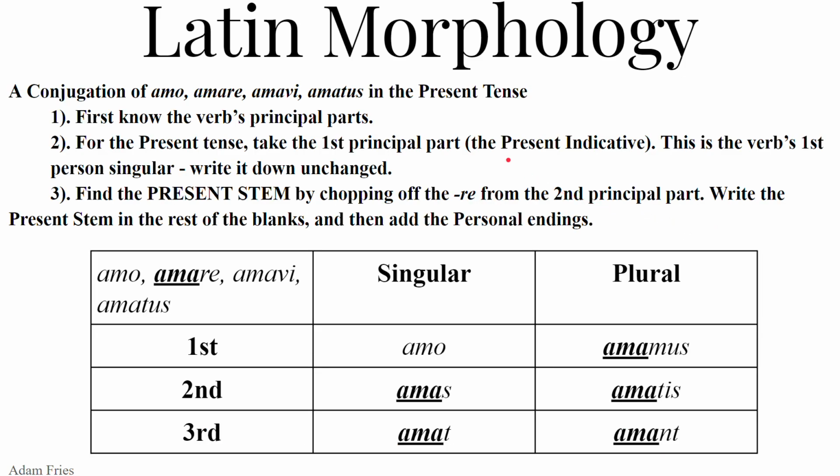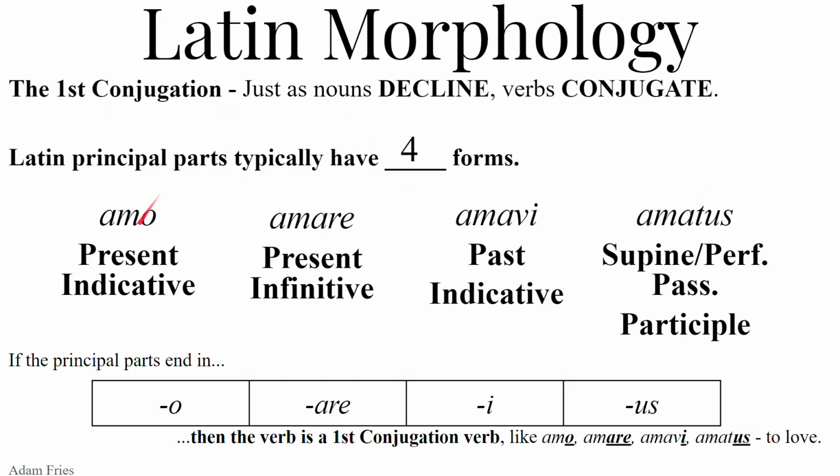All right, we have conjugated the present tense of the English verb to love. Let's go ahead and do the same thing in Latin. So first things first, you need to know the verb's principal parts. Amo, amare, amavi, amatus. You need to know all four. I know we're only using the first two in this lesson, but go ahead and memorize all four.